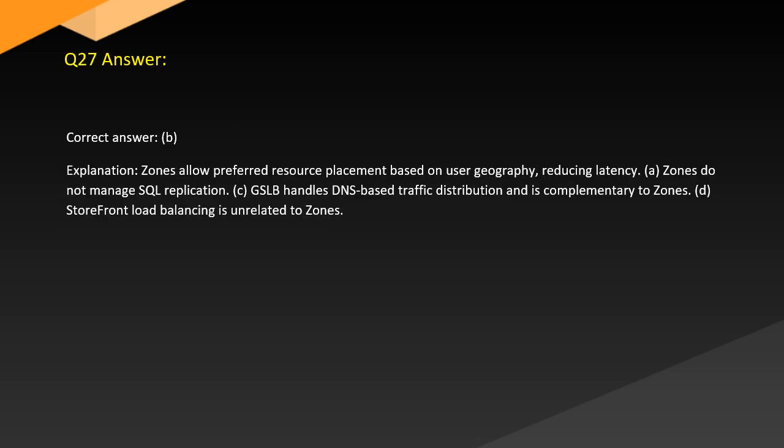Answer. Correct answer: B. Explanation: Zones allow preferred resource placement based on user geography, reducing latency, as zones do not manage SQL replication. C. GSLB handles DNS-based traffic distribution and is complementary to zones. D. Storefront load balancing is unrelated to zones.